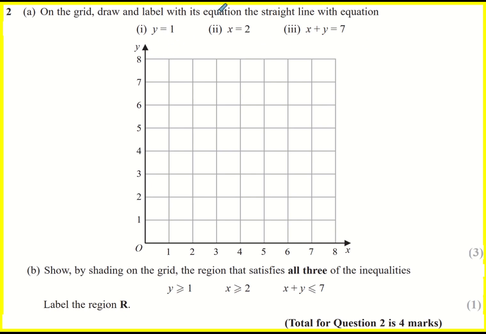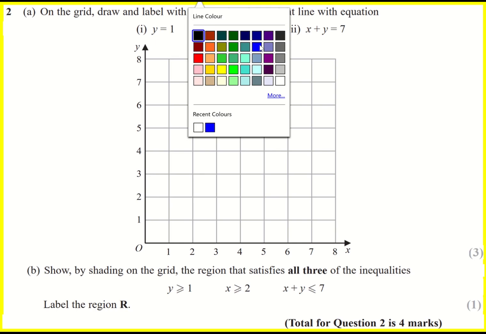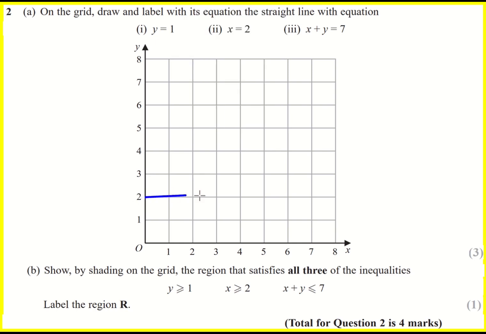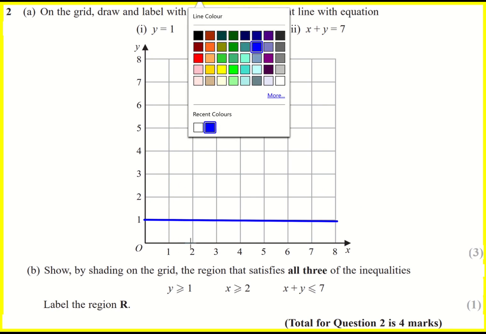We're asked to draw and label some equations to start with. So let's start with y equals 1. That is a horizontal line that goes through the y-axis, not at 2, at 1. So everywhere along this line, whatever the x-coordinate is, as it changes, y is equal to 1. We've got 3, 1, we've got 5, 1, we've got 7, 1. Y is always 1.